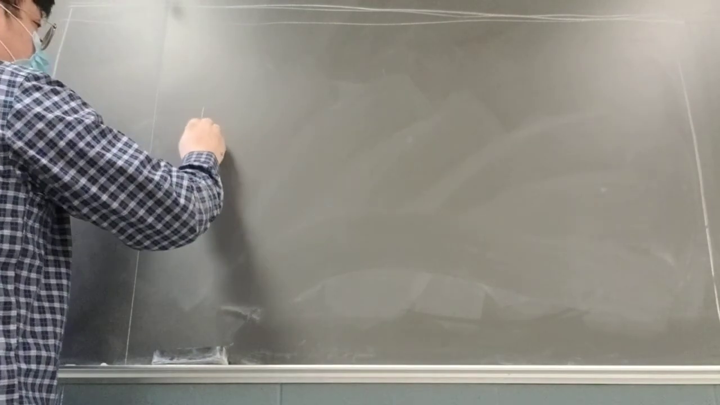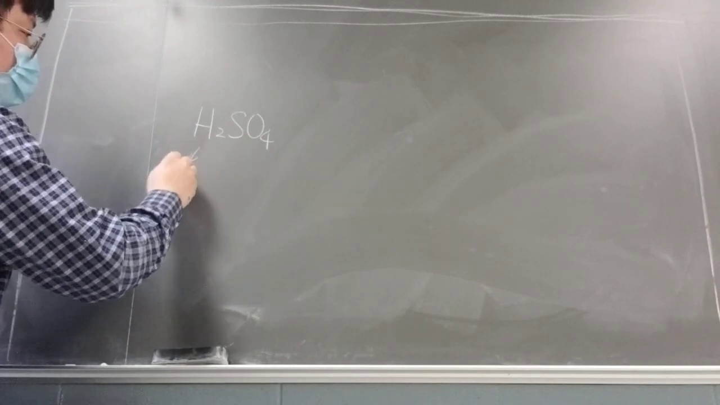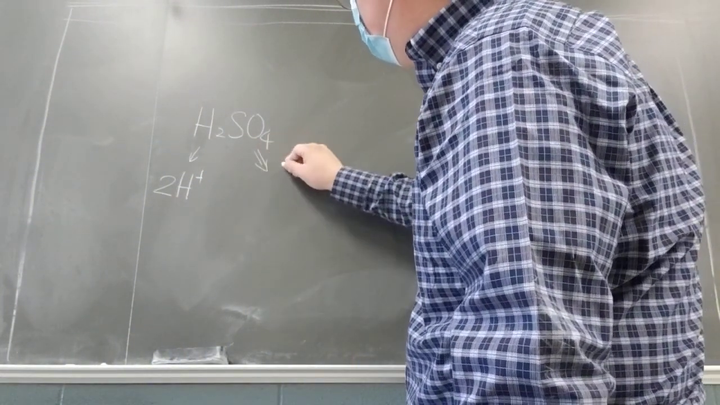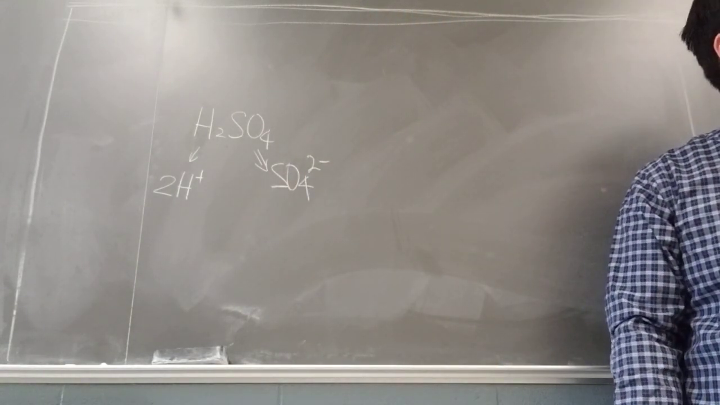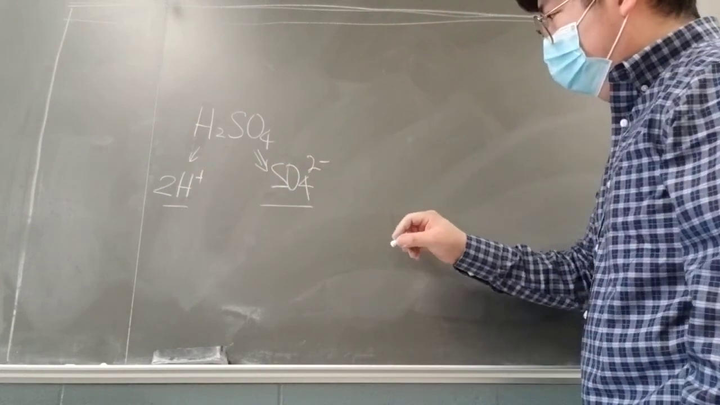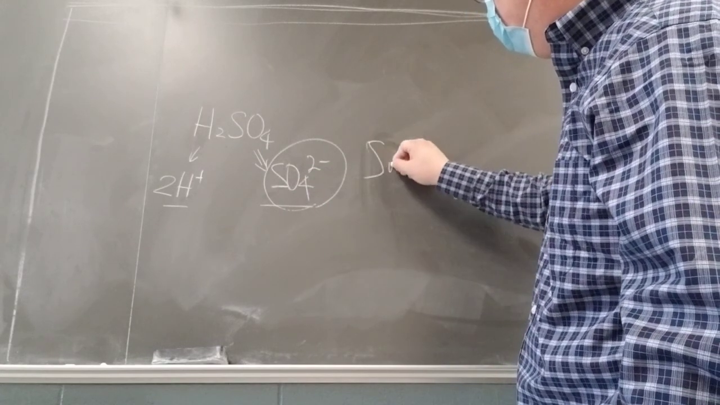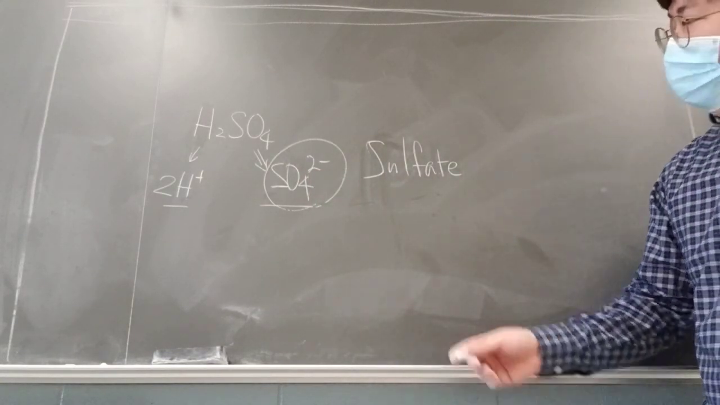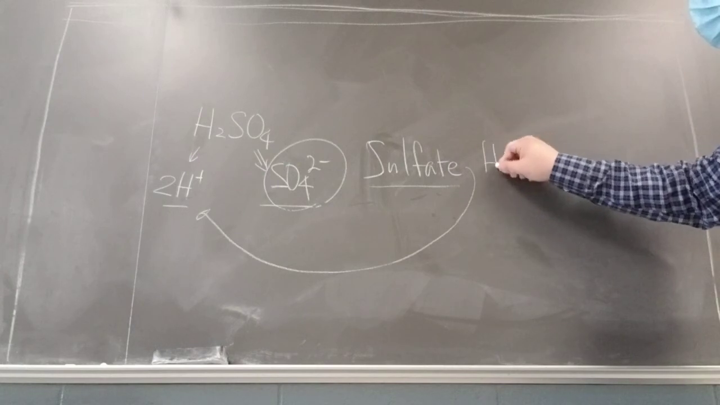We have this one, H2SO4. So this is 2H+, because there are two hydrogens. This one has sulfur and oxygen, and 2-. So this polyatomic anion has two negative charges. That's why it combines with two hydrogen cations, not just one. So this is the ATE name. It'll be the sulfate anion. So this is sulfate here. And when this is combined with the two hydrogen cations, it makes H2SO4, right?